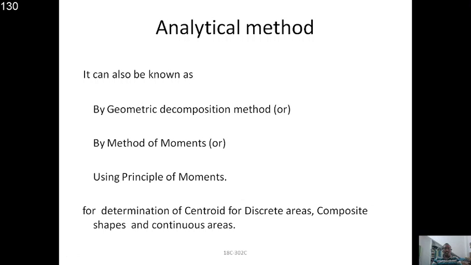The analytical method is also known as the geometric decomposition method. That means if a bigger area of irregular surface is given, it is divided into some parts of known shapes, that means decomposition. We are making the geometry into small parts of basic shapes, and it is also known as the method of moments or using the principle of moments. For determination of the centroid, it can be used for discrete areas, composite shapes, and continuous areas.